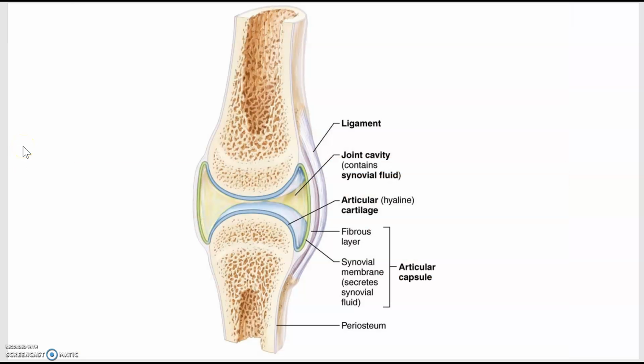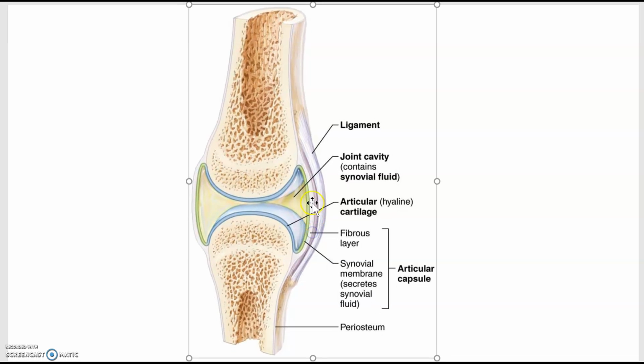Okay, so synovial joints are the most common joint type in your body. This is where you have bones that are separated by a joint cavity, and inside that joint cavity you have synovial fluid. They're all diarthrotic. That means that they're all freely movable. And these are some of the structural characteristics that they all share. There is an articular capsule, and you can see right here, you have the fibrous layer and then the synovial membrane. So it's this fibrous layer right here and then this green layer right here. That makes up the articular capsule.